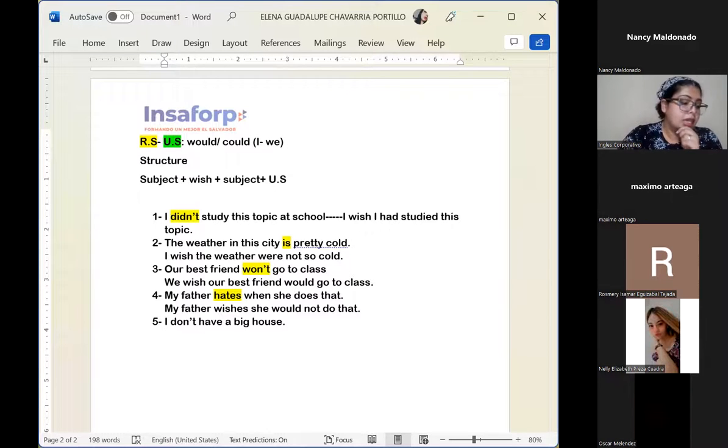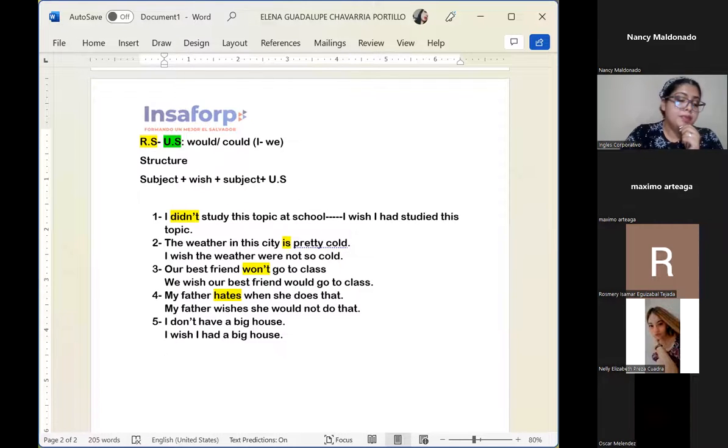The first one. The subject is I, because I am saying that I don't have a big house. So I wish I, what is the past that we are going to use in this case? Had. Good. I wish I had a big house. And that's the first sentence. I wish I had a big house. Es como me hubiera gustado tener una casa grande.